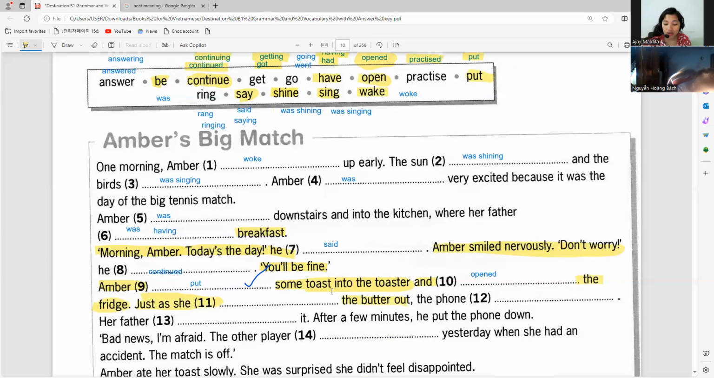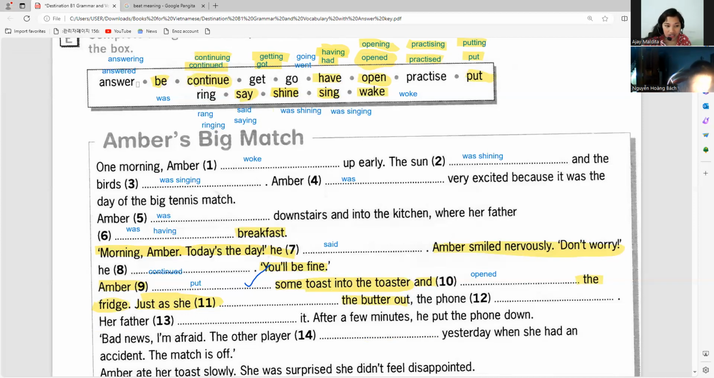Okay. I will give you one back. Hello, are you listening? You will use was this time. Okay, you will use past continuous. You will say was. Just as she was... What is your answer? She was answering, continuing, getting, practicing. What's your answer? Okay, just as she, choose one answer. Just as she was answering the butter. She was getting. Yeah, that's right. She was getting the butter.